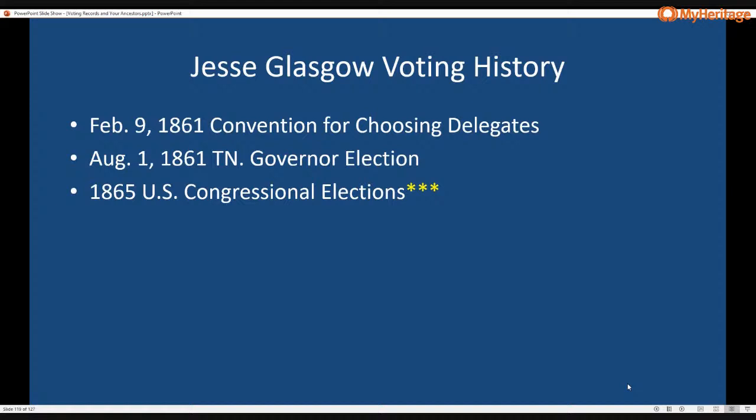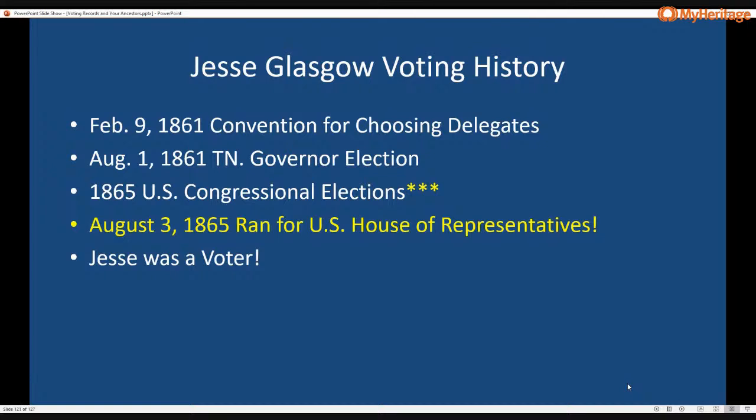Now, this one here is what I found on Google Books. In 1865, he ran for U.S. Congress. We never knew it, and it wasn't something I probably would have found if I hadn't been going through Google Books. But he was a voter. He voted every single time. So August 3rd, 1865, he ran for U.S. House of Representatives. How did I find this? Again, I searched Google Books. But what I found actually had absolutely nothing to do with him himself.